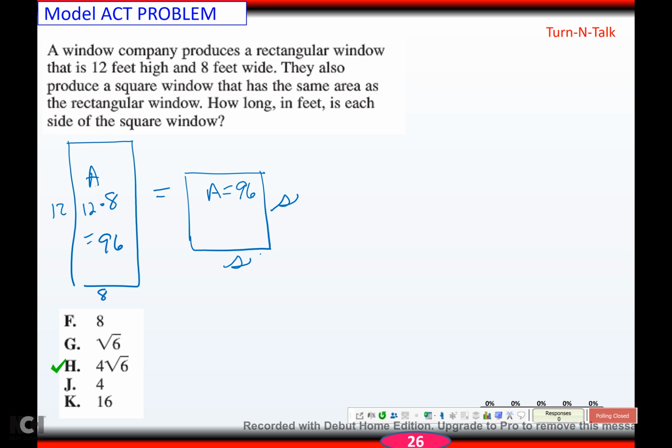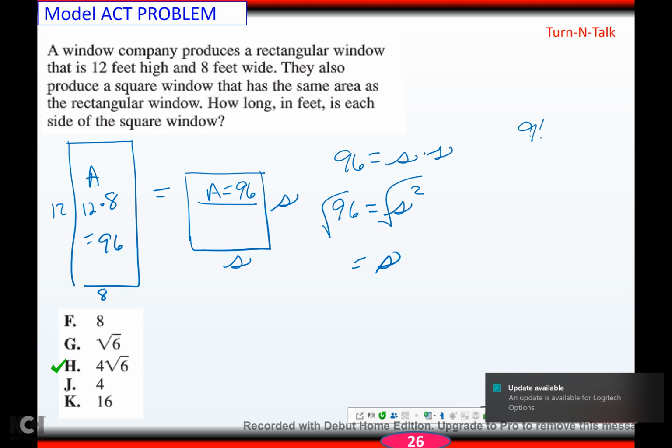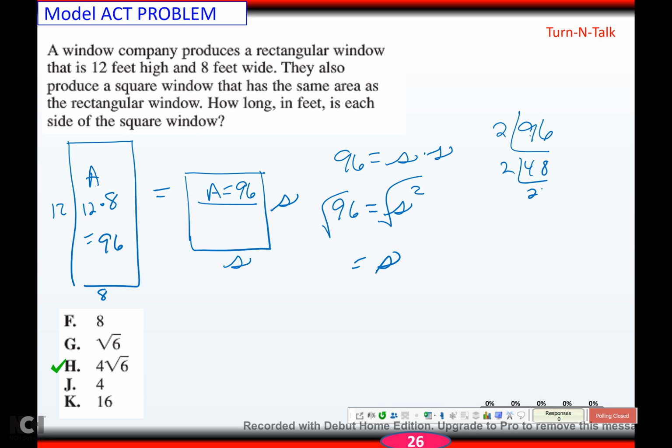Well, a square has sides that are the same. So to get this area, it would equal side times side, which is side squared. So to figure out what one side is, I'm going to square root, and I get S equals the square root of 96. Break it down: 96 divided by 2 is 48, by 2 is 24, by 2 is 12, by 2 is 6, by 2 is 3. Perfect square 2, perfect square 2, not perfect, go back in. That is 4 square roots of 6. 2 times 2 is 4, 2 times 3 is 6. Okay?